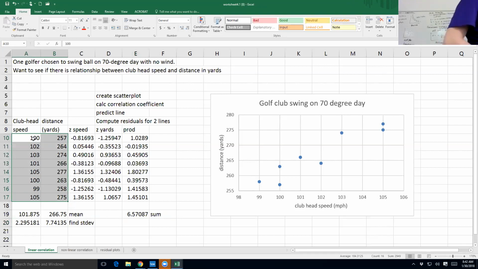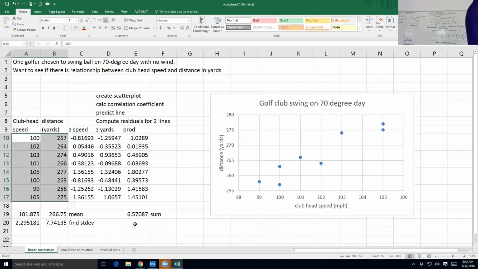So N in this case is your number of pairs. Remember, basically we've got 2 measurements for the same person. The same person is swinging. We're going to measure how fast he swings, and then we're going to measure how far out of the yard the ball goes. So these are a pair. So N is your number of pairs in this case.